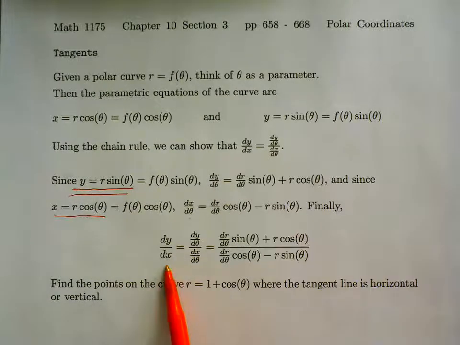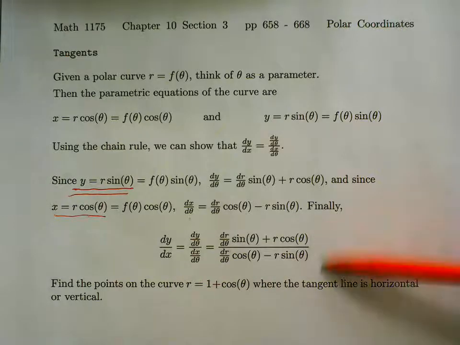And finally, the derivative of y with respect to x is the derivative of y with respect to theta divided by the derivative of x with respect to theta. And we get this rational expression that we computed above.